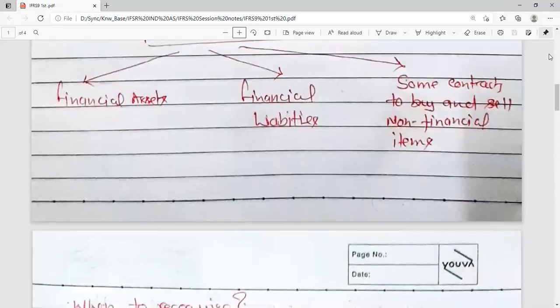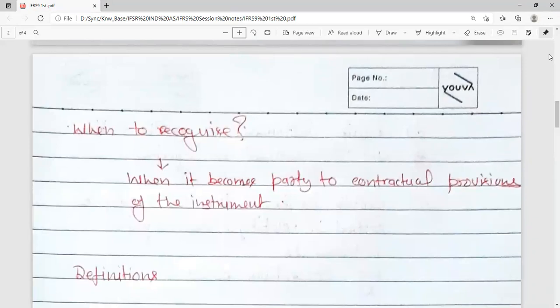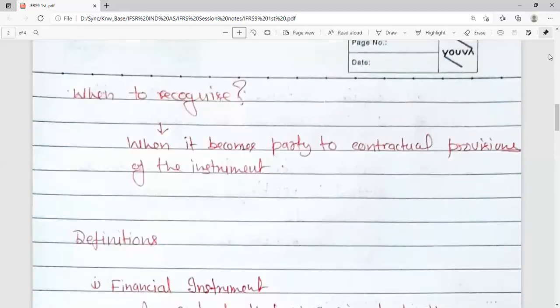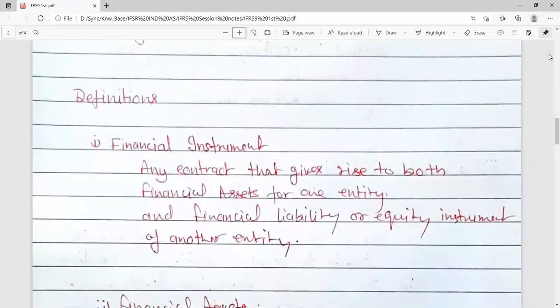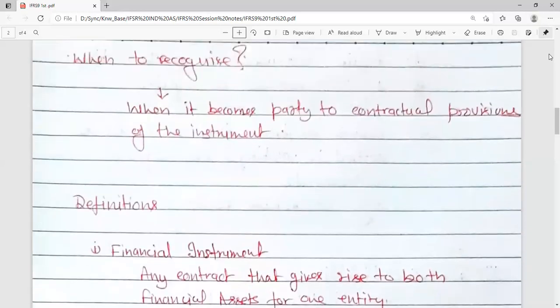The next question is, this standard specifies when we recognize any transaction in our balance sheet. So what is the occurring event in short? We recognize any contract, any transaction, as soon as we become a contractual party to this transaction. So when it becomes party to the contractual provisions of this instrument, as soon as we enter any contract, we should recognize this transaction in the balance sheet. The next thing in IFRS 9 is recognition, that is initial recognition and classification.